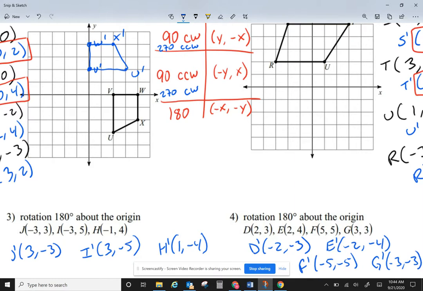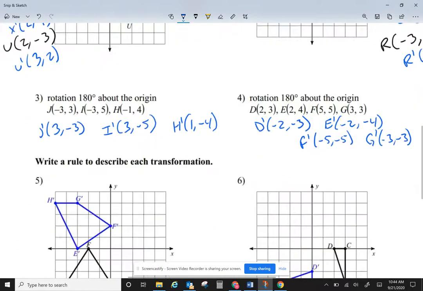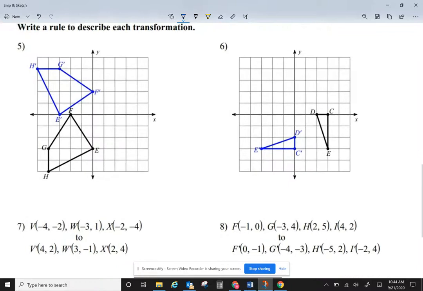For the homework, once again, I'm going to ask for a specific point. Just give me the coordinates of that point. So it's easy to get the coordinates. Now, moving along, I'm going to ask you guys to give me a rule.